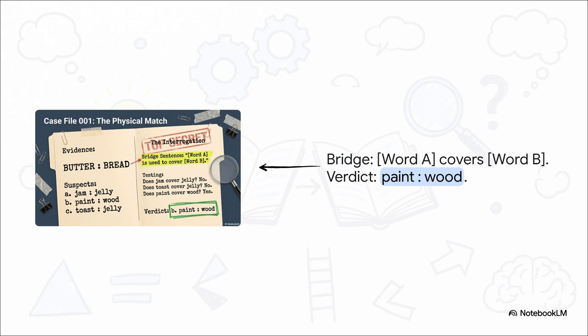So now we test the suspects. Is jam used to cover jelly? No, they're basically similar items. Is toast used to cover jelly? No way, jelly covers toast. The order matters immensely. Is paint used to cover wood? Yes, absolutely. See, our rigid sentence proves with 100% certainty that B is the correct verdict.